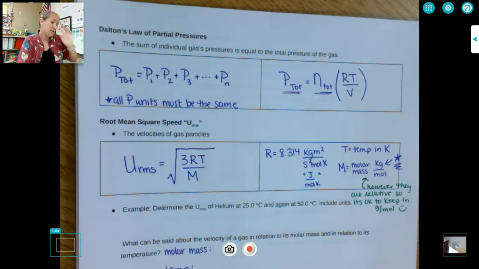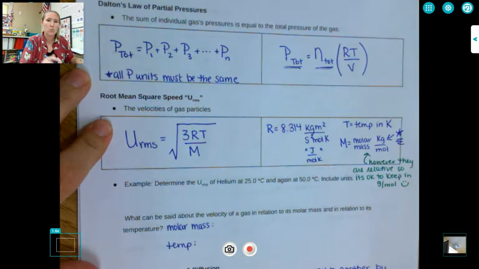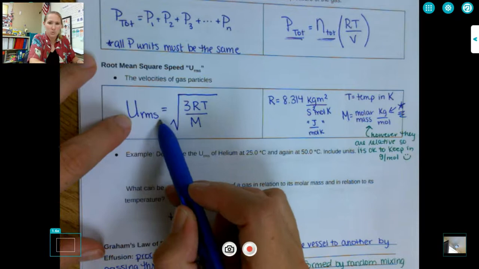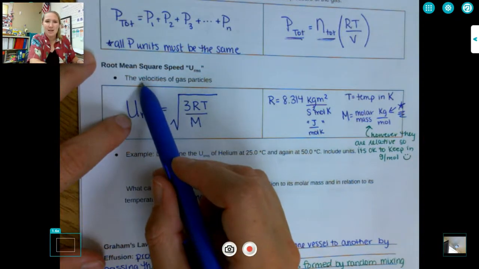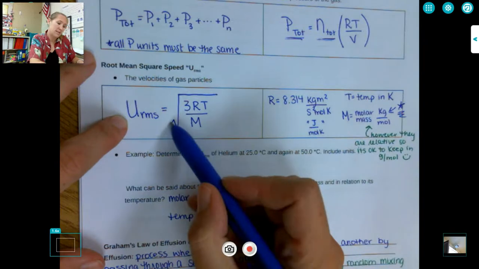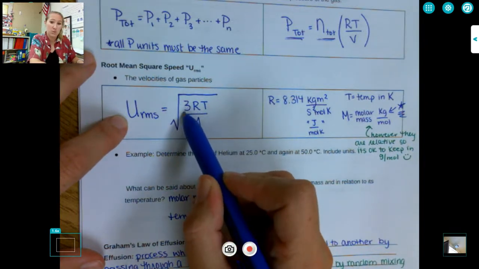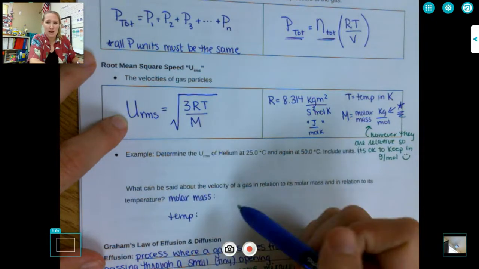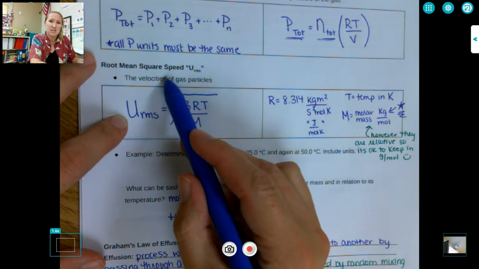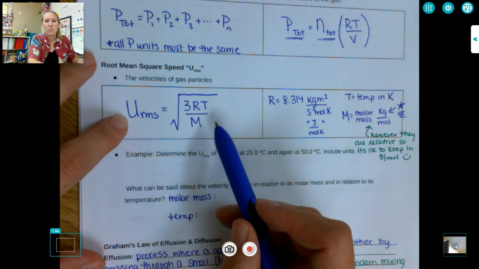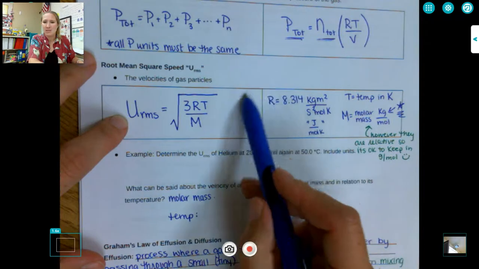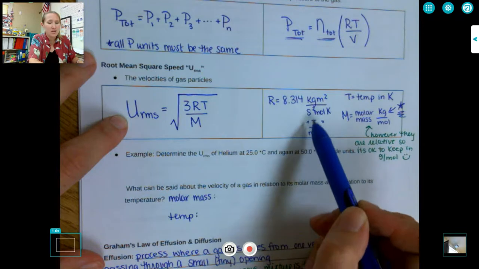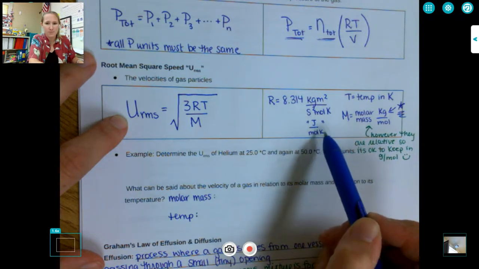Okay. Next, we have root mean square speed, and we abbreviate this with u_rms, root mean squared. This is the velocity of our gas particles, and it's calculated by taking the square root of 3RT divided by M. And remember, M is molar mass. Because we're looking at speeds and velocity, we need to use that other R value, the one that we haven't seen before. That R value is 8.314, and it shows up on your sheet as joules per mole Kelvin.